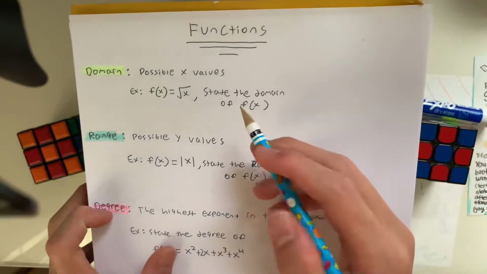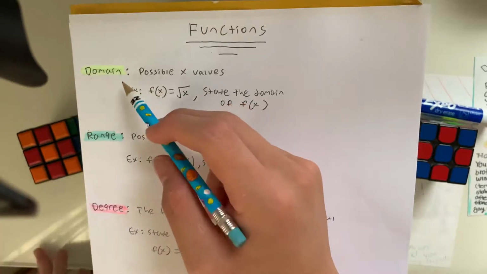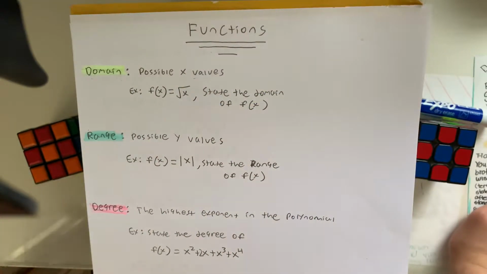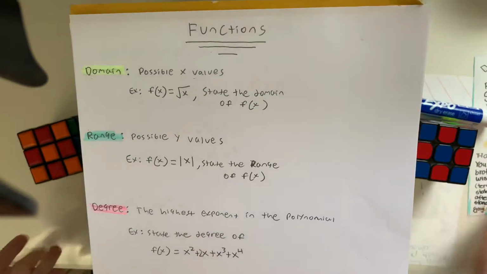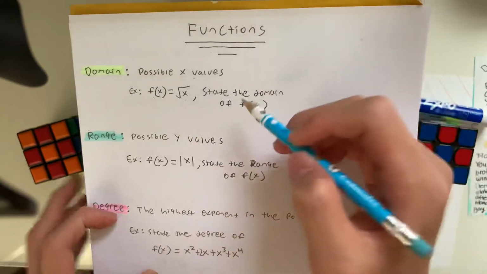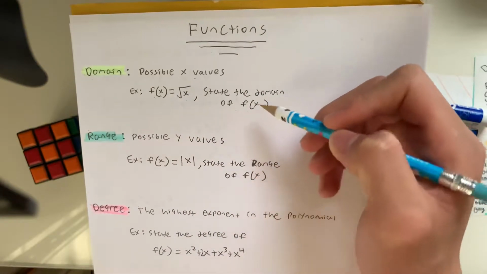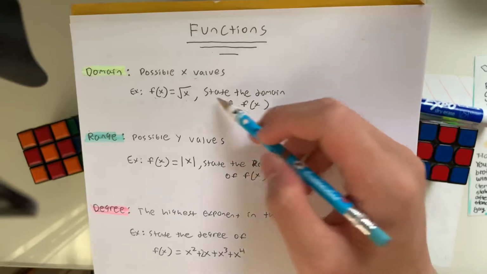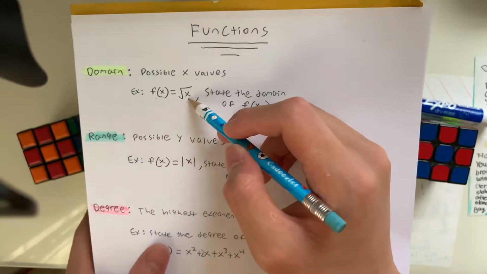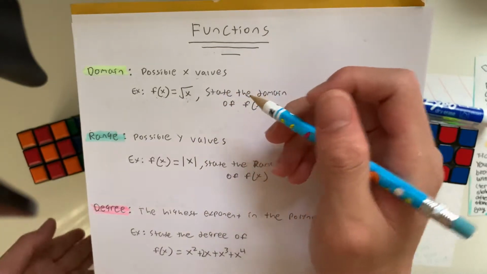So first we have domain. If you guys know, domain are all the possible x values. Also, all the values that could be plugged into the function. So for example, if f of x is equal to square root of x, state the domain of f of x. So what are the values of x that can be plugged into this function that make it true? Or have real answers.